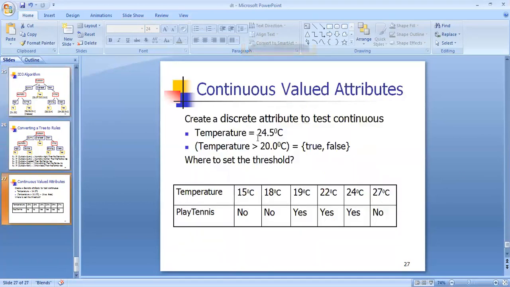Now you see continuous valued attributes. When temperature is 15, no. When the temperatures are between 19, 22 and 24, you will be going with the decision trees. So this is the concept of decision trees. You have to work on finding the information gain, then only you can tell which attribute is best and which one you can take. Up to here is the decision trees concept.